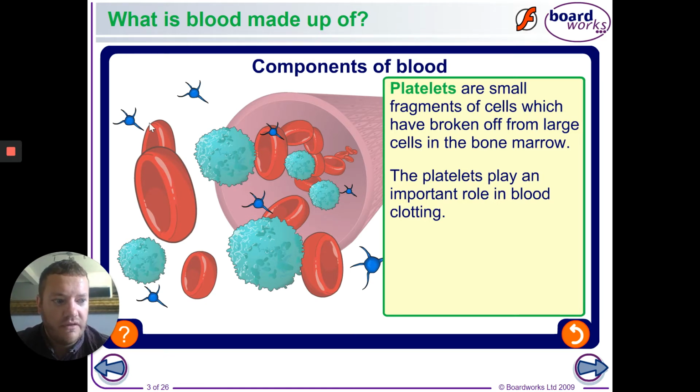Okay, now its job is to carry things other than the oxygen. So oxygen is being carried on the red blood cells, but anything else that's transported in our blood is carried in the plasma. So that might be carbon dioxide, that might be hormones, that might be drugs, that could be antibodies, a number of things. Plasma is like a watery liquid. I'll show you in a second.